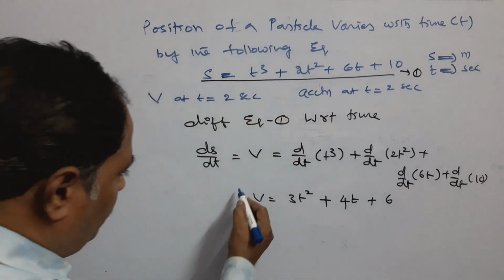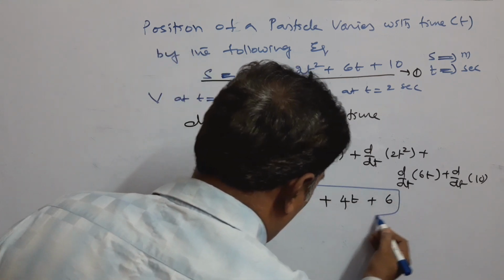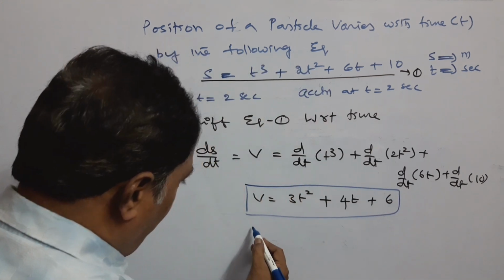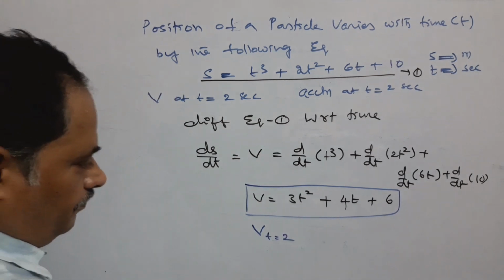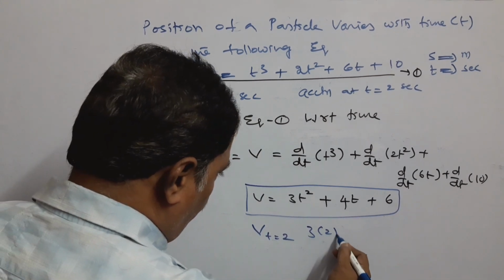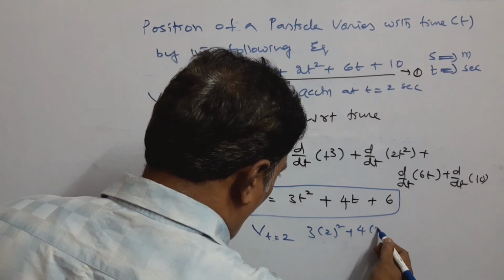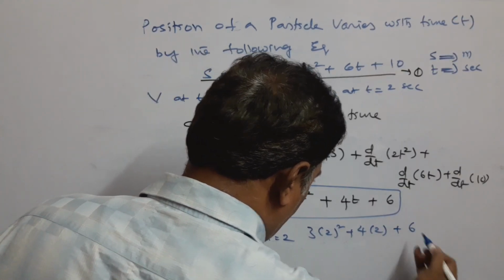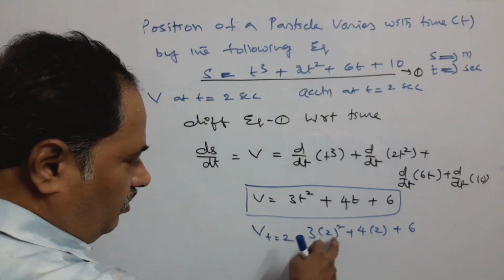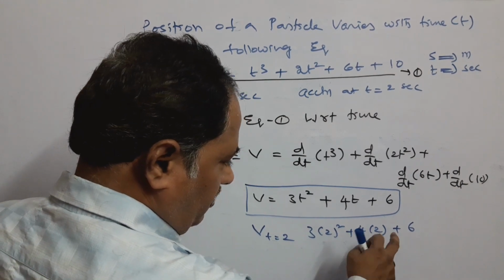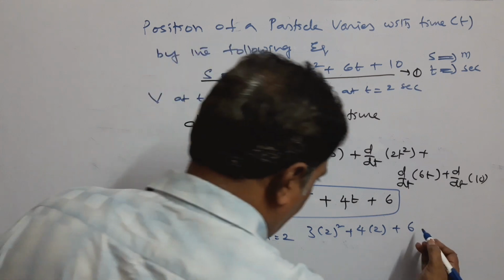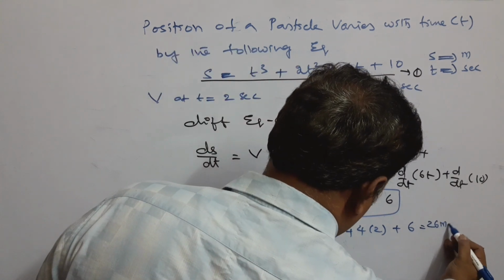Therefore, this is velocity. If you want to apply t equal to 2: 3 into 2 square plus 4 into 2 plus 6. Here 4 times 3 is 12, 12 plus 8 is 20, plus 6 is 26 meters per second.